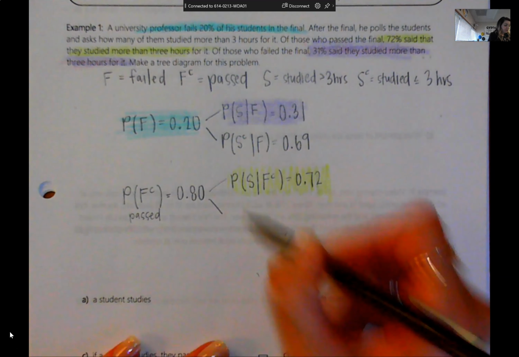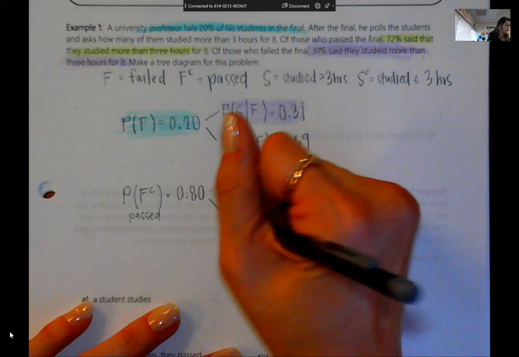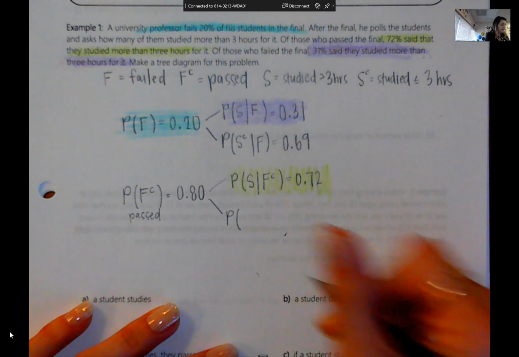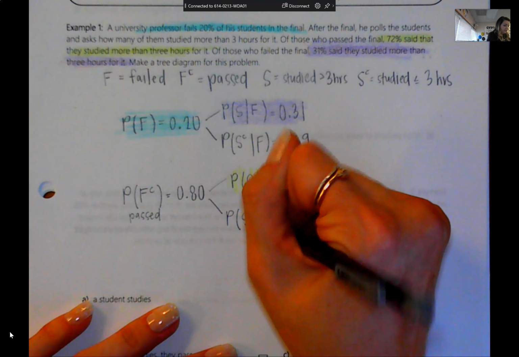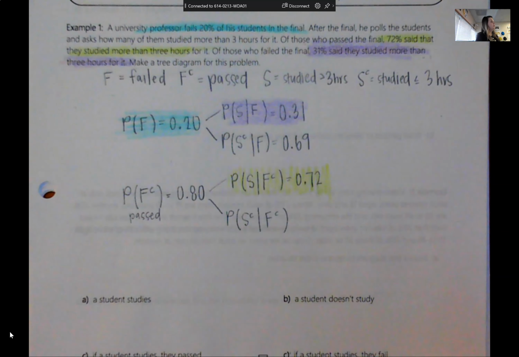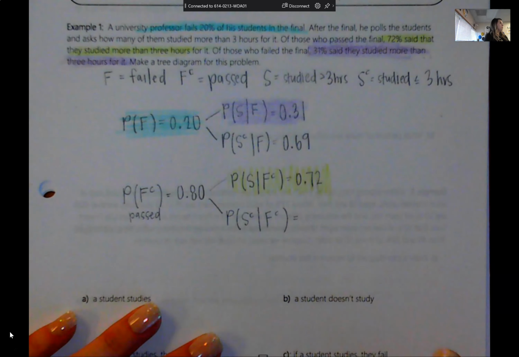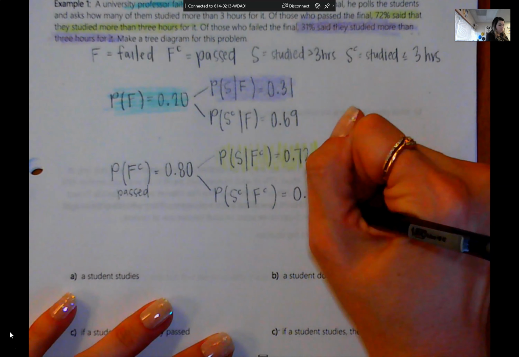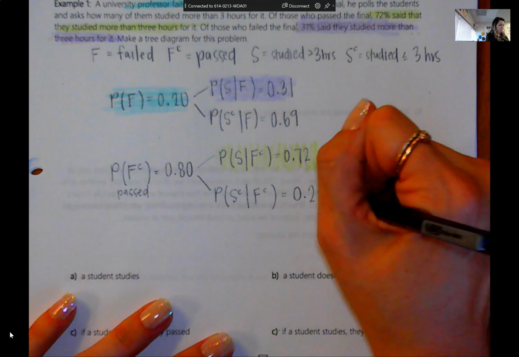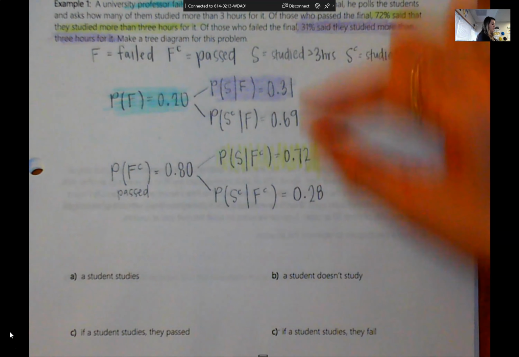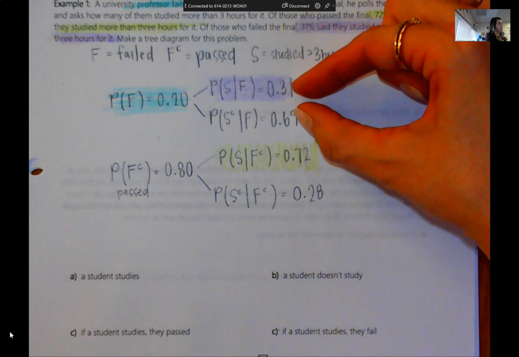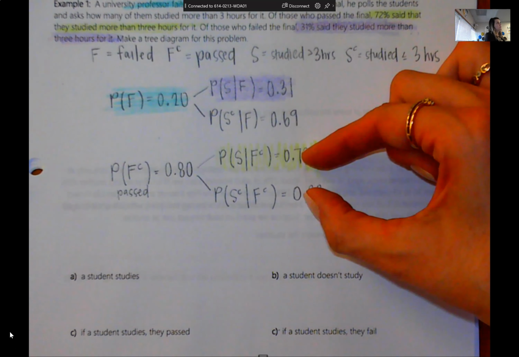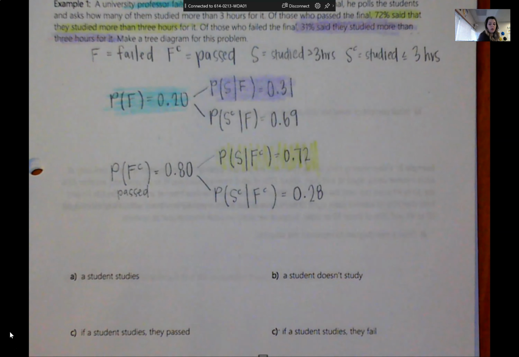Which then means that the other side of that event, or the complement, is that they did not study given they passed. And that's a much smaller percent. What percentage is that? It's 28. So these add to 100. These add to 100.